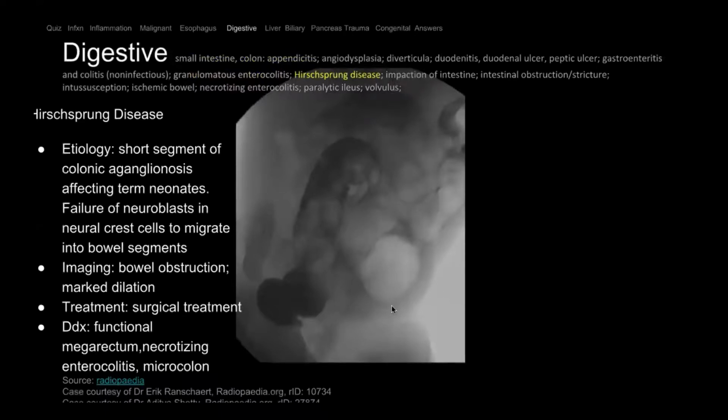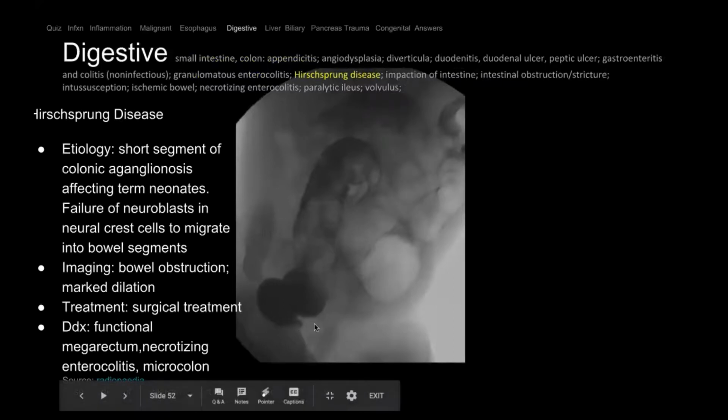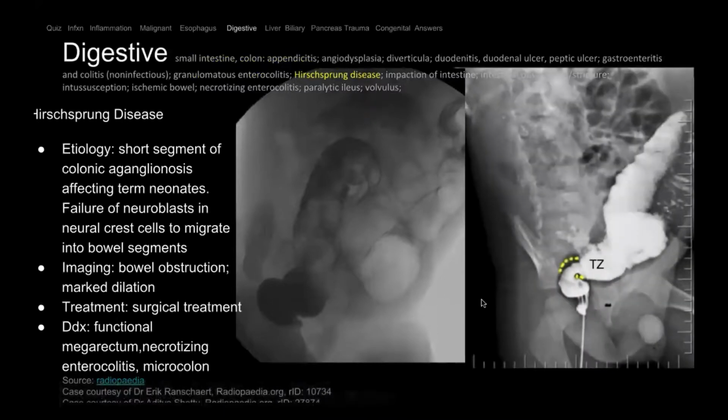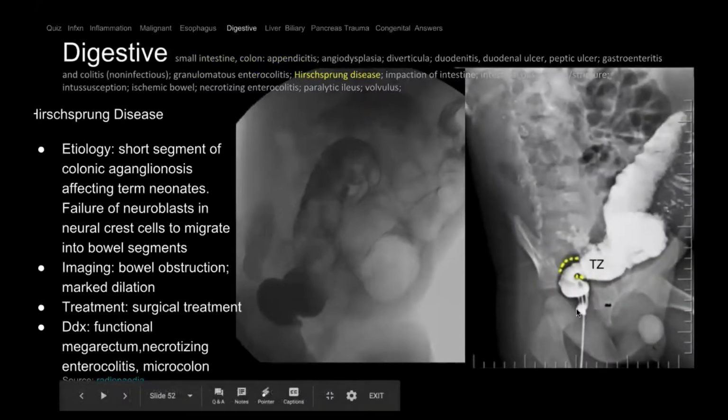Here's Hirschsprung. Hirschsprung disease is the aganglion. So the normal nerves are not there. So the patients get megacolon because the segment that's affected just doesn't open up because there's absent normal nerve supply, ganglion. So this is a barium enema.